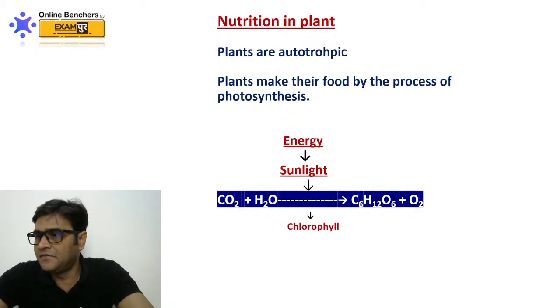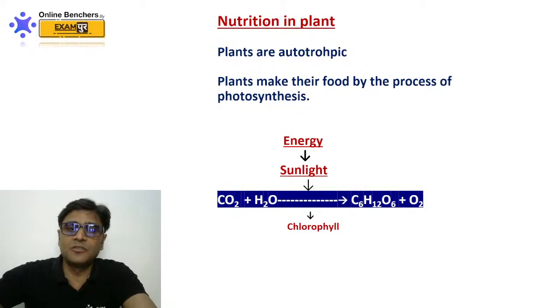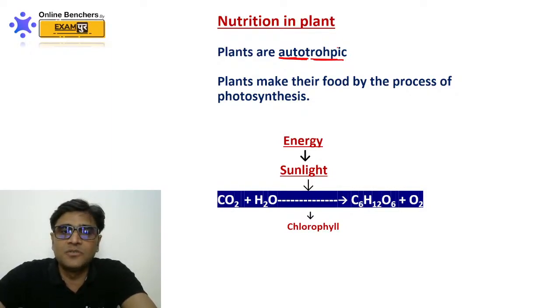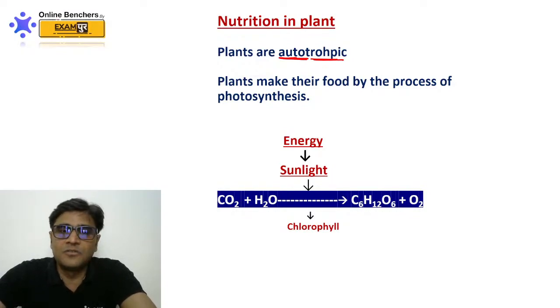Robin is saying food made by plants on their own. Very good. They prepare their own food. Abhishek Chauhan is saying, Himanshu is also saying, by own, sir. Very good. Plants are autotrophic, means plants make their own food. Auto means self, troph means nutrition. That is, those organisms which make their own food are known as autotrophs, and the mode of nutrition is known as autotrophic mode of nutrition.